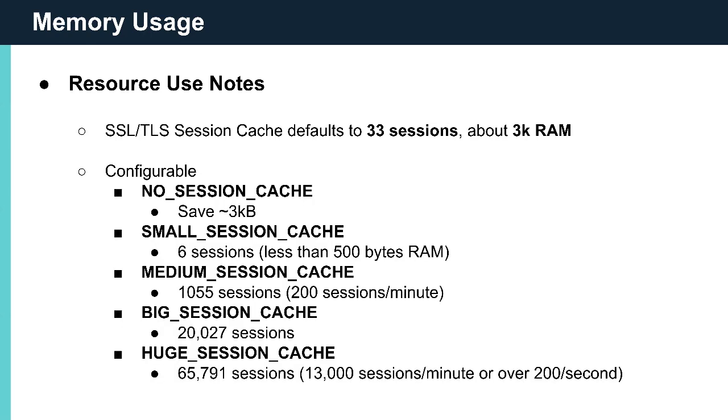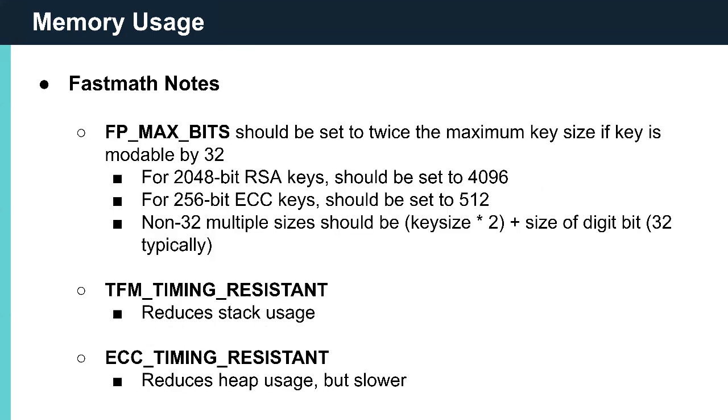One easier way to control some of the RAM use is by reducing the session cache, and that might actually be controlling more of your footprint space. But we've talked about how you can control the size of the session cache based on the number of sessions that it will be storing. For our fast math library, there's some tuning you can do here.